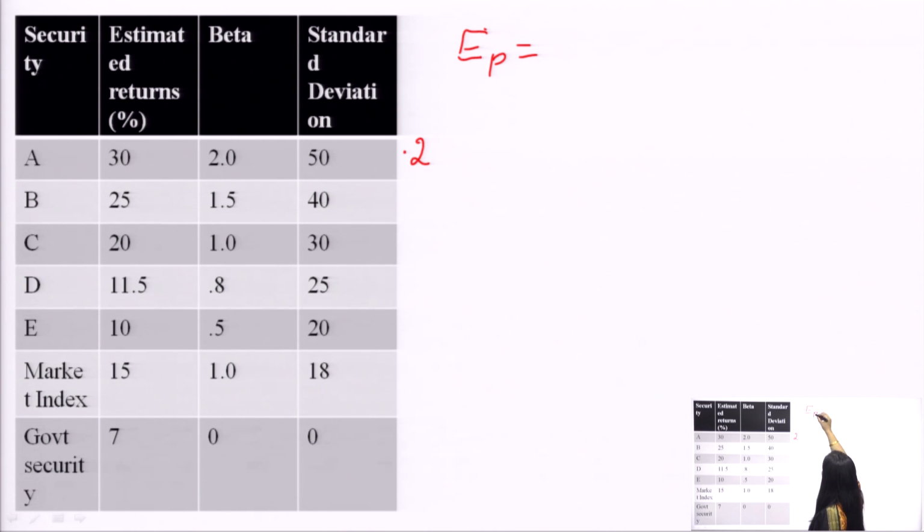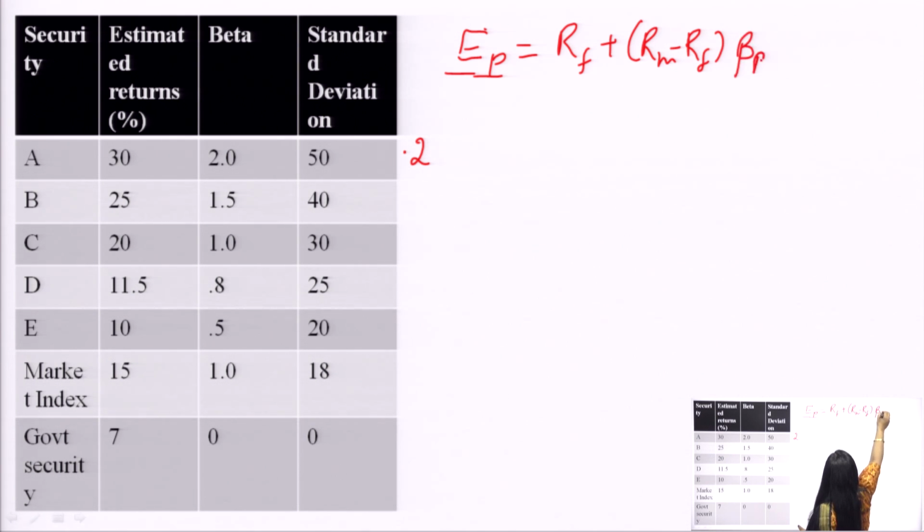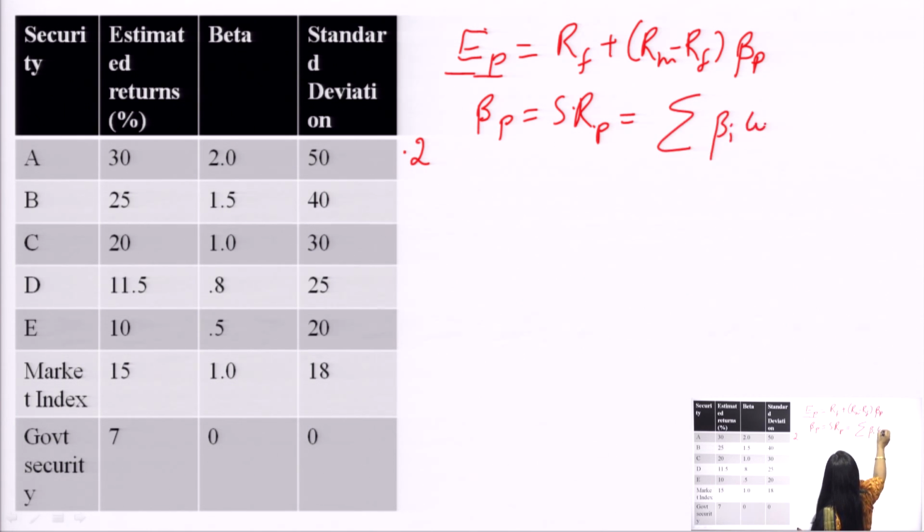So, this total expected return of the portfolio would be equal to RF plus (RM minus RF) into beta p. To calculate this, we have to calculate the beta p. What is beta p? Beta p is the systematic risk of the portfolio, and beta p is equal to the sum of beta i into omega i, where i is equal to 1 to n. What is n? N is the number of securities in the portfolio.